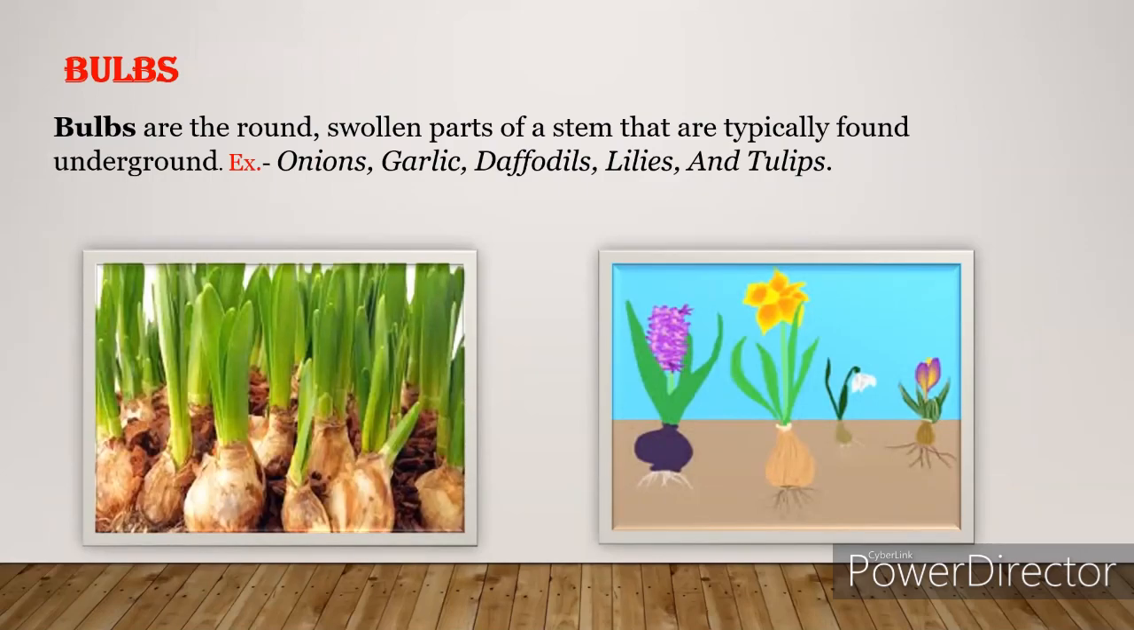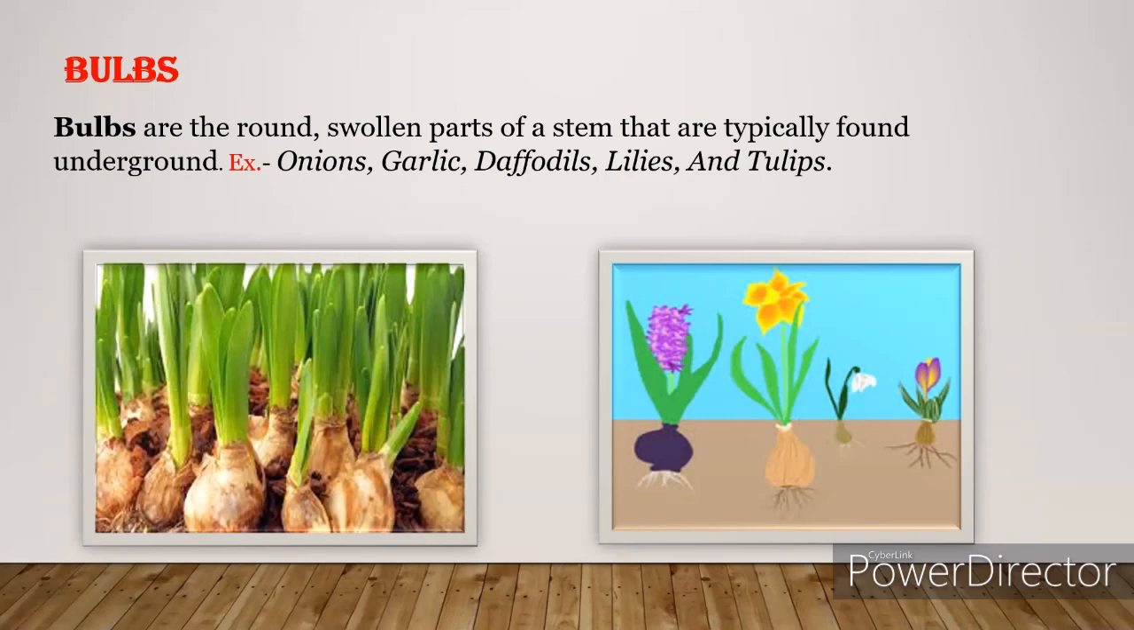Bulbs are round, swollen parts of the stem that are typically found underground. Within these organs of vegetative propagation lies the central shoot of the new plant. The bulb consists of a bud that is surrounded by layers of fleshy, scale-like leaves. These leaves are the source of food storage and provide nourishment to the new plant.